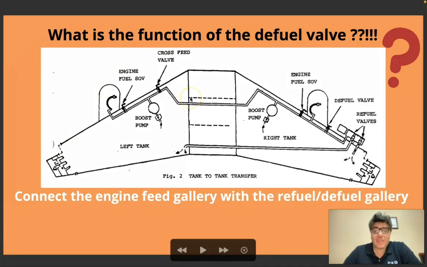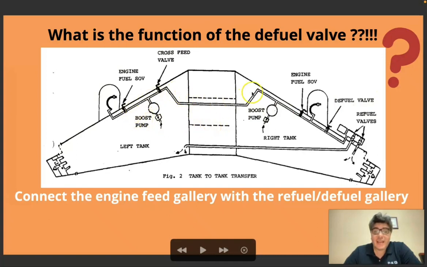When I teach Chapter 28, ATA 28, I've always been asked by engineers and my fellow pilots about the defuel valve. What is the function of the defuel valve? From the schematic here, you have the location of the defuel valve. This is the defuel valve. This is a basic schematic.